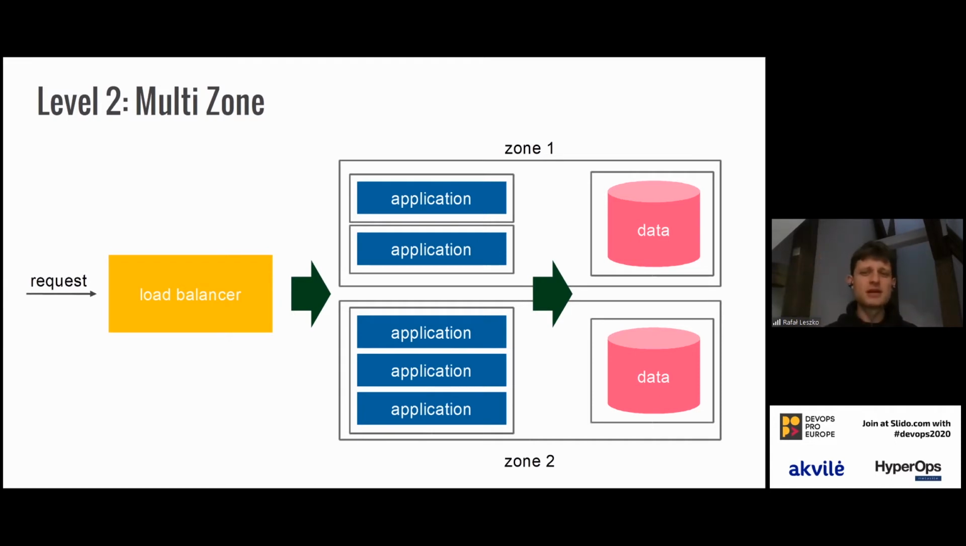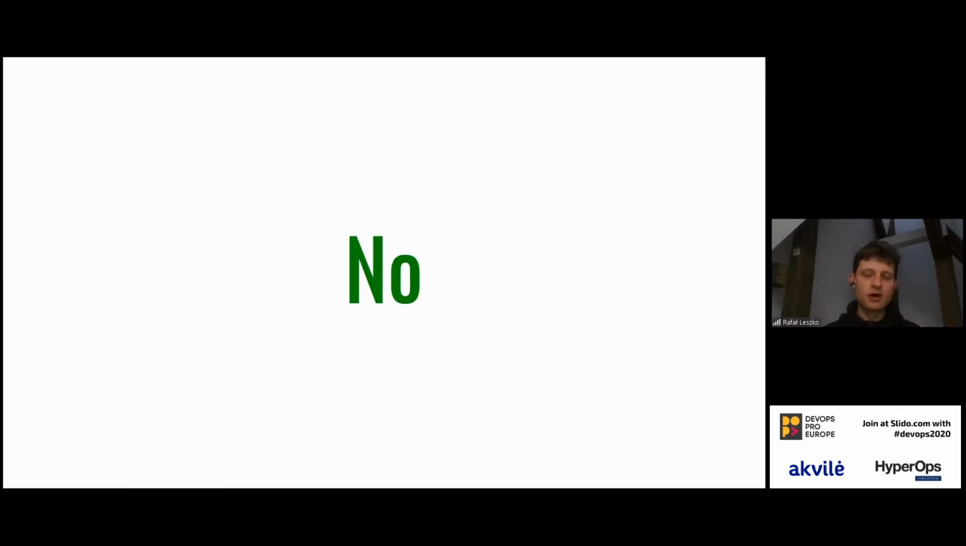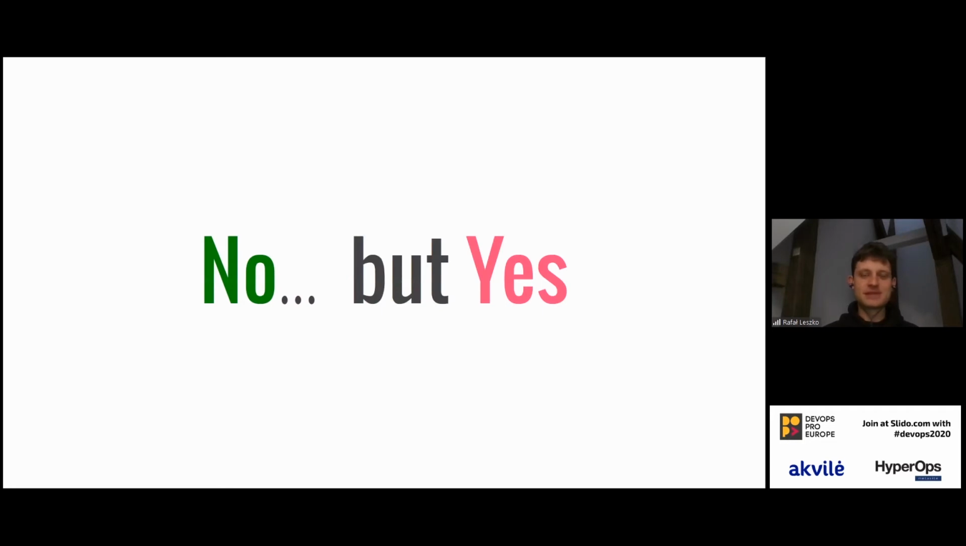This is our diagram for how the architecture would look like. So it's pretty similar. It's just that we put our machines in separate zones. Again, we will focus on the data, and you might ask yourself a question: it looks very similar in cloud providers, it's sometimes just one click more. Is multi-zone deployment any different than multi-instance? And I would say no, but yes.